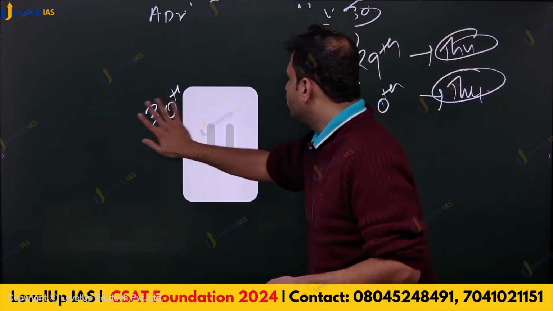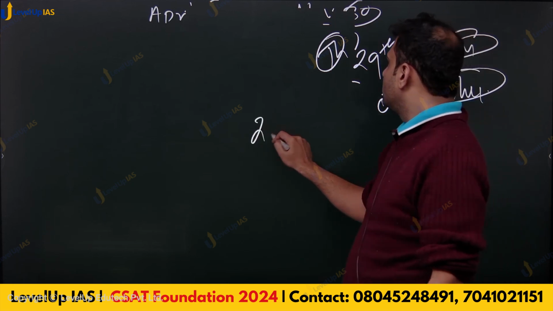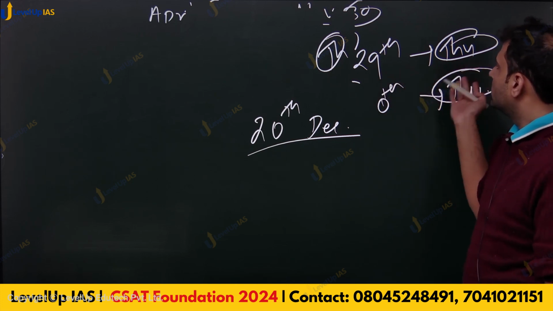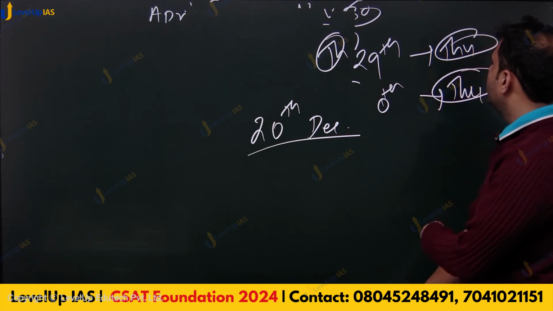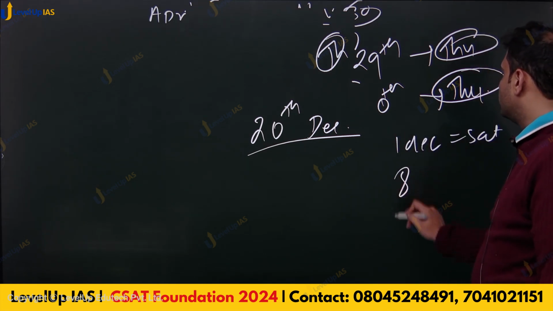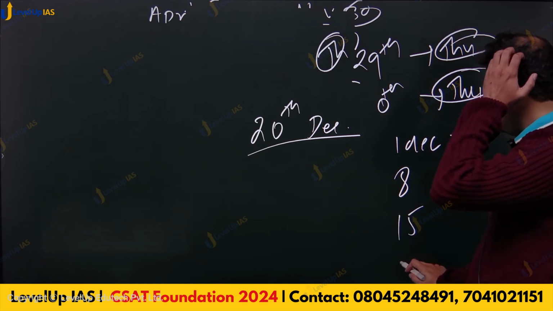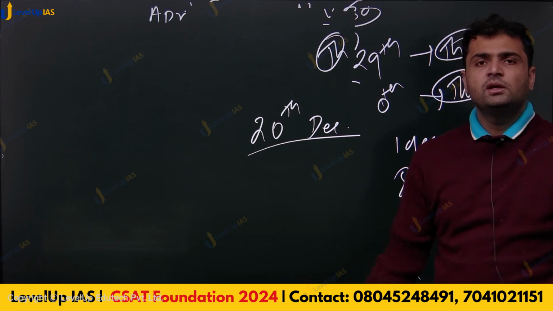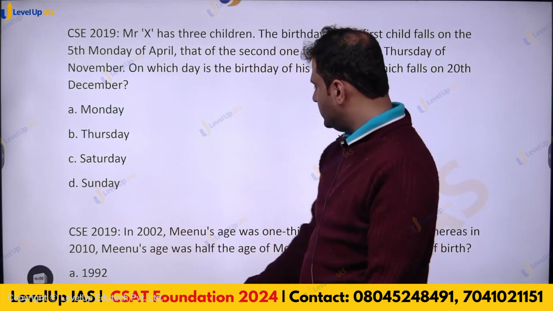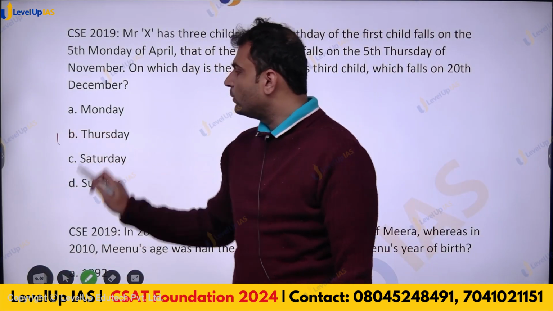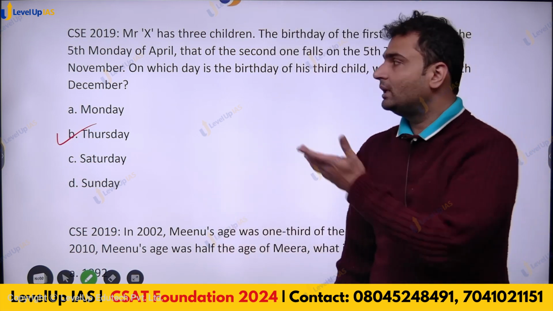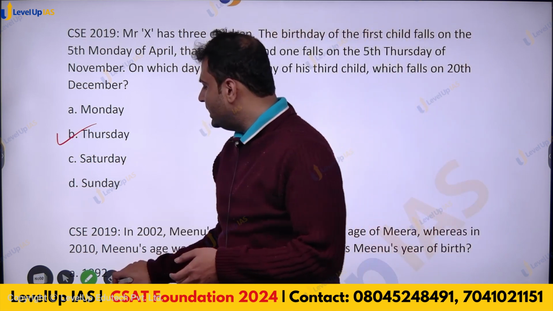Now the question is, if 29th November is a Thursday, what is 20th December of the same year? 29th November is Thursday. So we have 30th November as Friday, 1st December as Saturday. So 8th December as Saturday, 15th December as Saturday, 22nd December as Saturday. So 20th December would be 2 behind from Saturday: Friday and Thursday again. Answer here is Thursday. This is quite a lot of application of the calendars chapter.